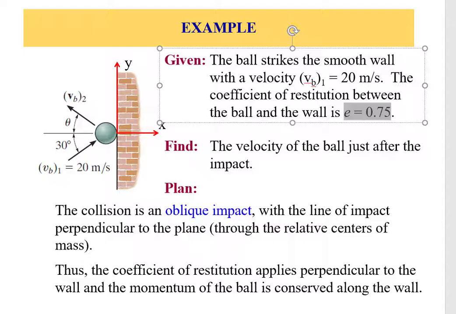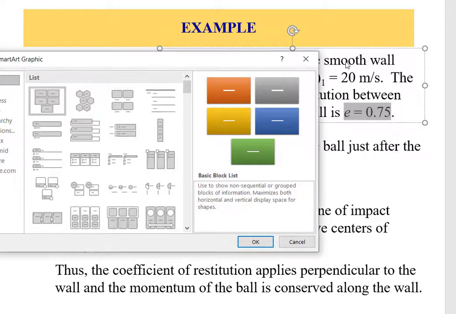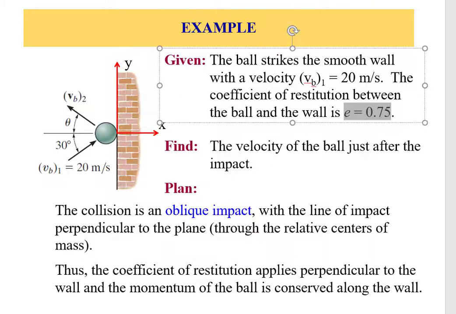Alright, so what are the steps? First of all, we need to establish the line of impact and choose our coordinate system. So now we have 2 masses, right? We have a wall and a ball. This wall, I know it's big and infinite, so we can consider its center of mass to be centered along the line that passes through the center of mass of the ball.